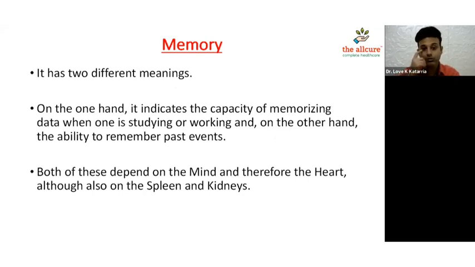Now, the ability to remember past events, again, we divide into two parts: the short-term memory and the long-term memory. That will be a big topic to discuss. But heart and kidney have a big role to play. So both of these depend on the mind, and therefore the heart, although also on the spleen and kidneys.